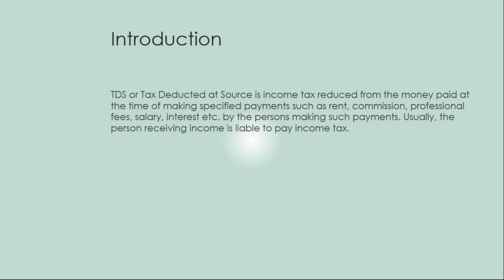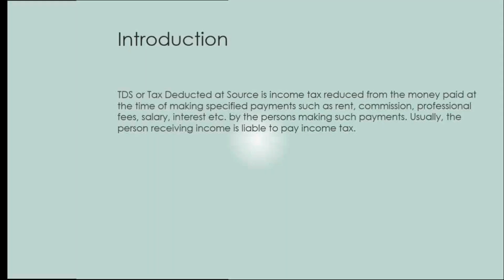Yes, ma'am. Now see here, tax deducted at source means that from the income we are reducing the money while making a payment. When I'm making a payment to some other person, what kind of payment? Like rent, commission, salary, professional fees, interest. In this kind of payment, I'll deduct the TDS and then pay the person. The deducted amount that I have in my hand, I'll pay to the income tax department. Usually it depends on each and every payment, every income.